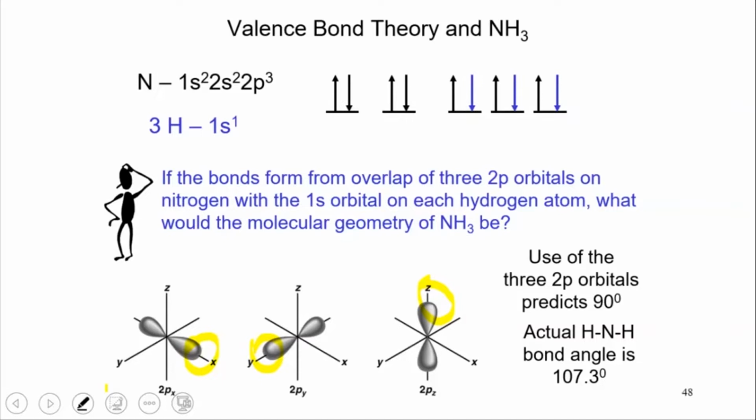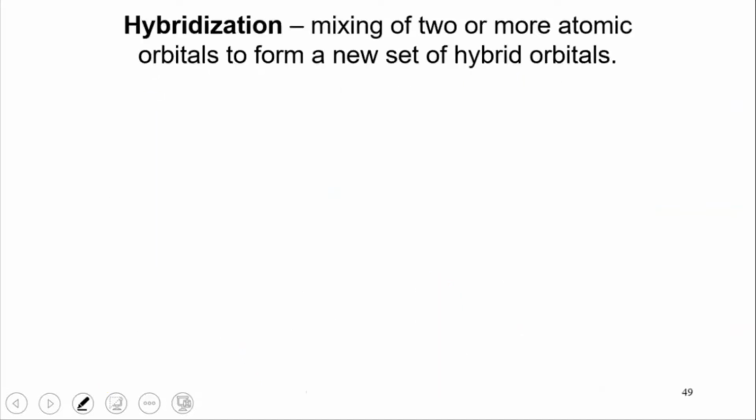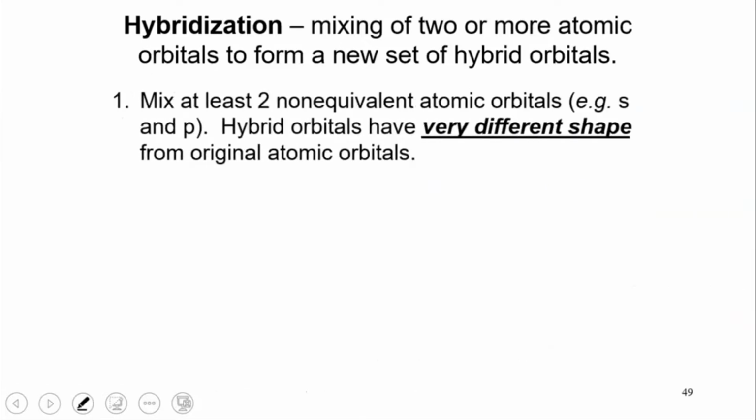So how does valence bond theory account for this? Well, here's the proposal. The proposal is that when an atom forms chemical bonds, sometimes what it will do is it'll mix 2 or more of the atomic orbitals to form a new set of hybrid orbitals. This is called hybridization. So what it does is it'll mix at least 2 non-equivalent atomic orbitals. Let's say, for example, one s and one p orbital.